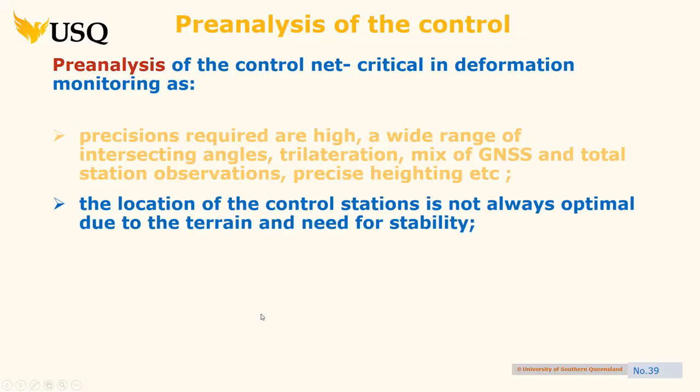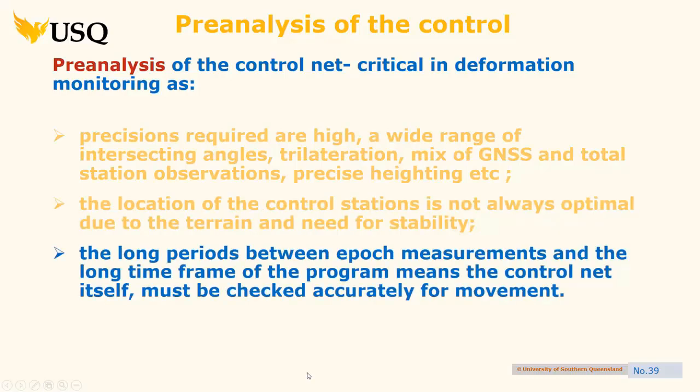Okay, pre-analysis we've gone through. You know what you're going to do. What you probably haven't done so far is the mix of GNSS. You see, StarNet and those programs can do it. It's not complex. Once again, it's a matter of getting the correct model for the uncertainties in the GNSS and putting in the observations in the correct order and how many you have.